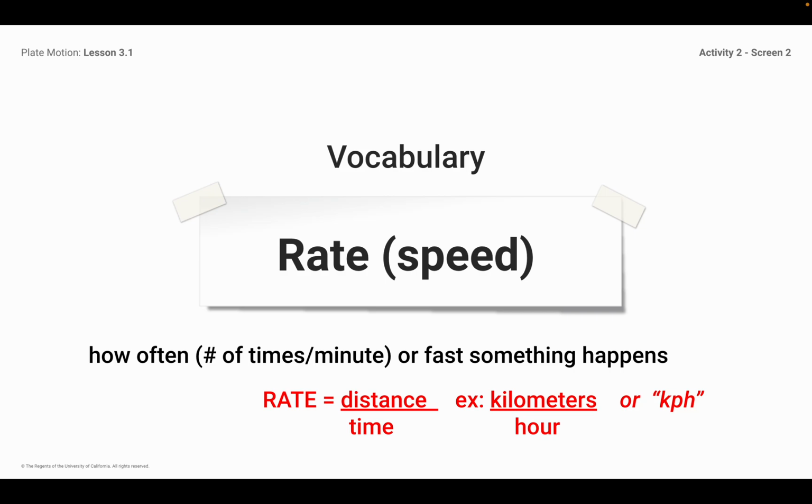Rate means speed. Basically the definition is how often or how fast something happens. It's the number of times per minute, or the distance traveled per minute or per time unit. We have a formula to find rate, and that's distance divided by time. I'm going to make sure that you know that, because you need to use that for the sim activity that we did today.